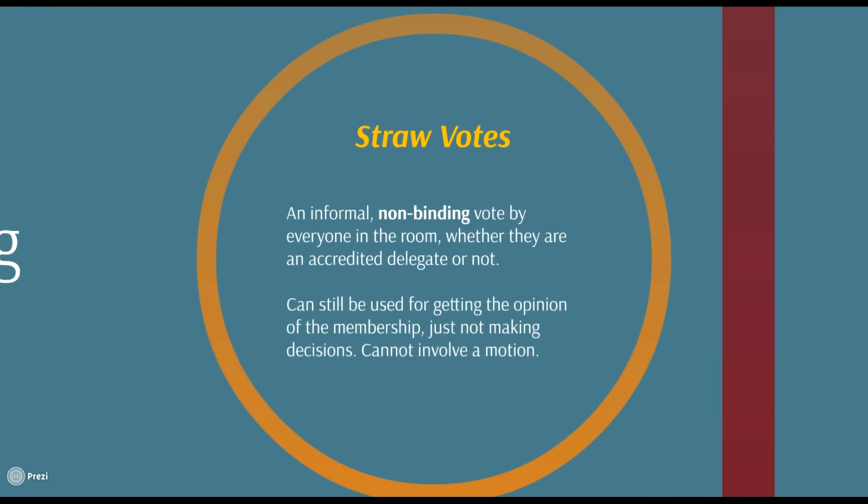Previously, Kin have used the term straw vote interchangeably with show of hands vote, but they are in fact different. Now we need to distinguish between the two. A straw vote can only be used for non-binding votes to get the opinion of everyone in the room, accredited delegates and everyone else. An example might be to help the chair decide whether to take a break or not. This does not involve a motion.